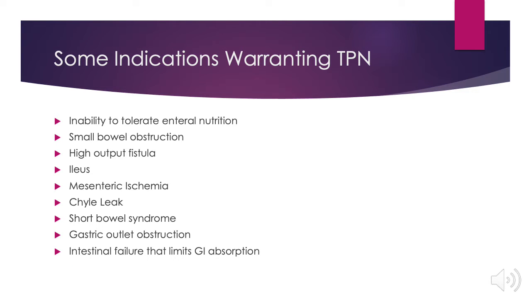Some indications warranting the use of TPN include inability to tolerate enteral nutrition, as I just stated in the previous slide, small bowel obstruction, high output fistula, ileus, mesenteric ischemia, chyle leak, short bowel syndrome, gastric outlet obstruction, and finally intestinal failure that limits the GI absorption.